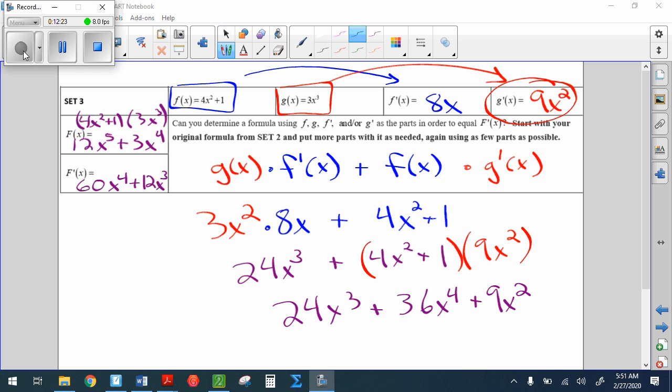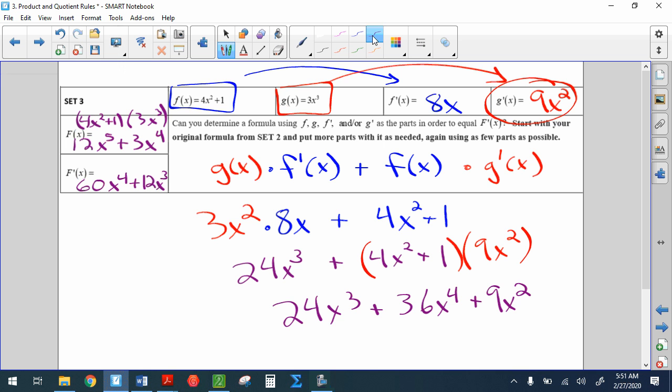I mean, a little bit. So I need to go back and see where my mistake is. You probably already saw it. Up here in the original purple, I did 4x squared plus 1 times 3x cubed. Should be 12x to the fifth plus 3x to the third. So not 3x to the fourth. I'm going to change that. The derivative of that then would be 60x to the fourth plus 9x squared. That's helpful.